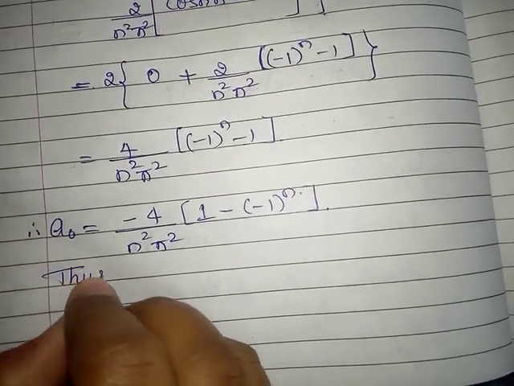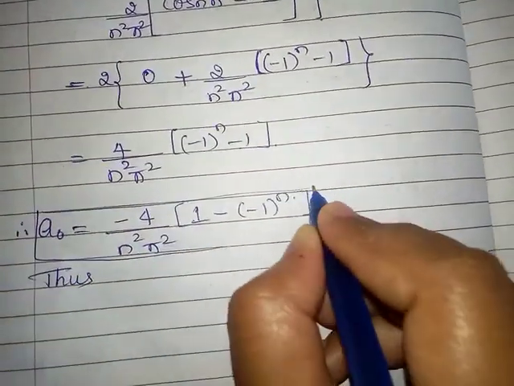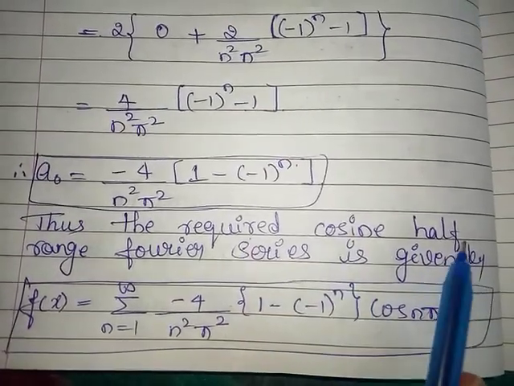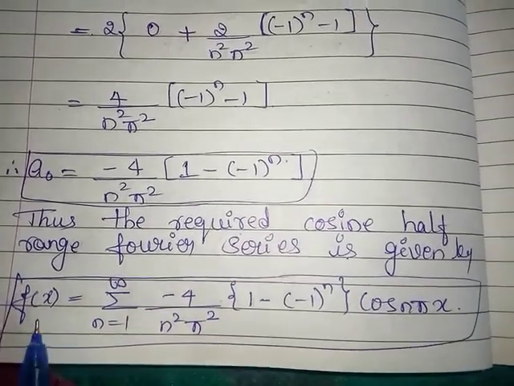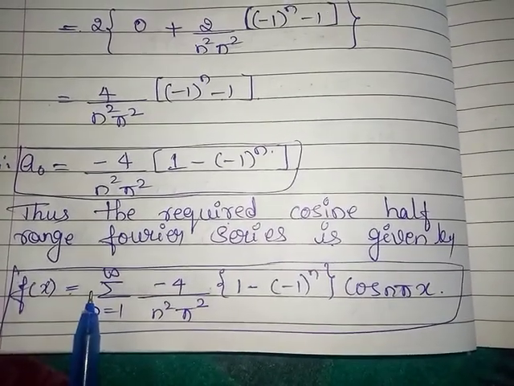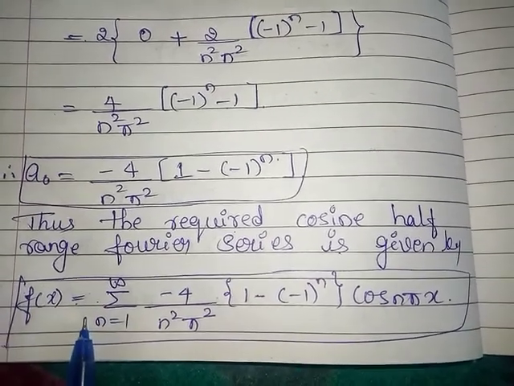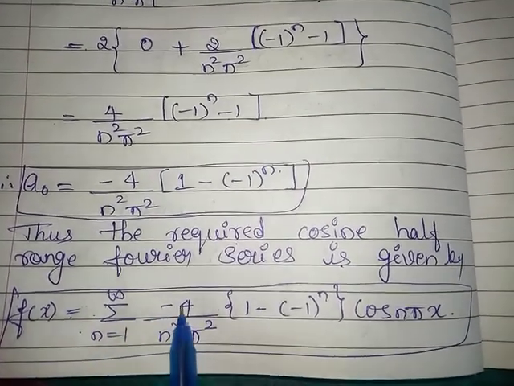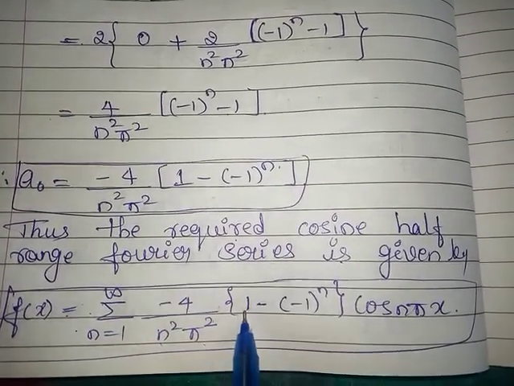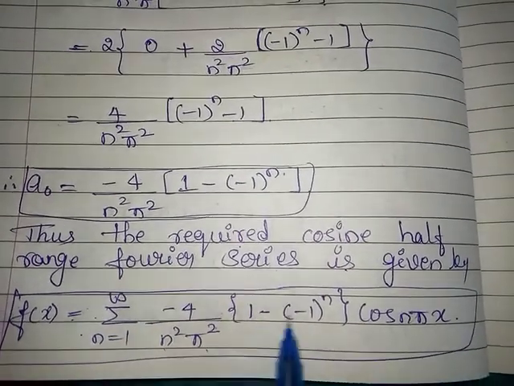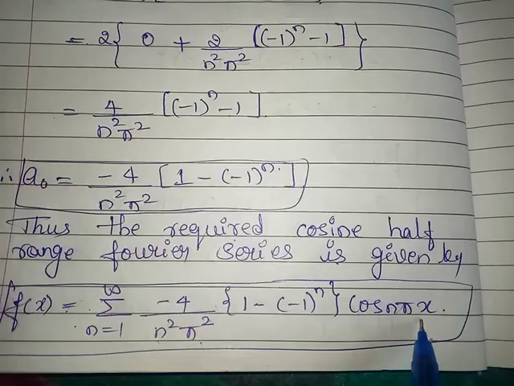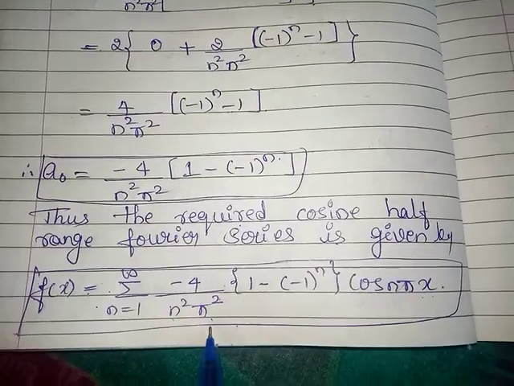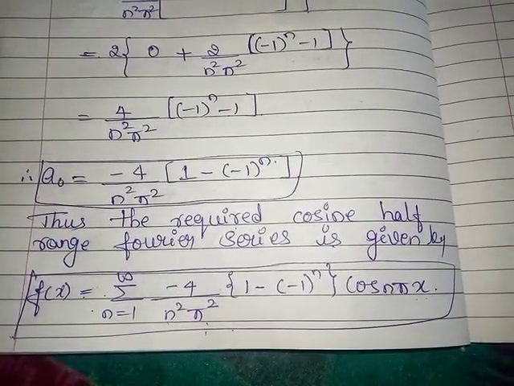Thus the required cosine half range Fourier series is given by f of x is equal to, since a0 value is 0, therefore a0 by 2 value is also 0, therefore it is summation n running from 1 to infinity minus 4 divided by n square pi square into 1 minus of minus 1 raised to n into cos n pi x. This is the required cosine half range Fourier series. Like this you have to solve the examples in half range Fourier series.